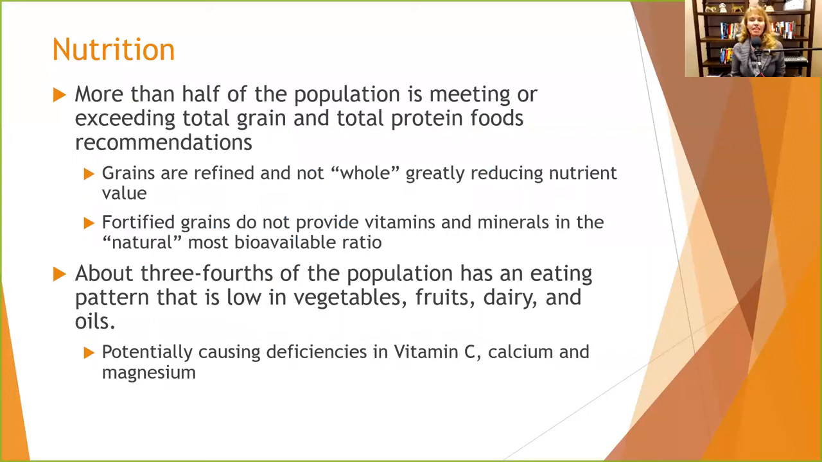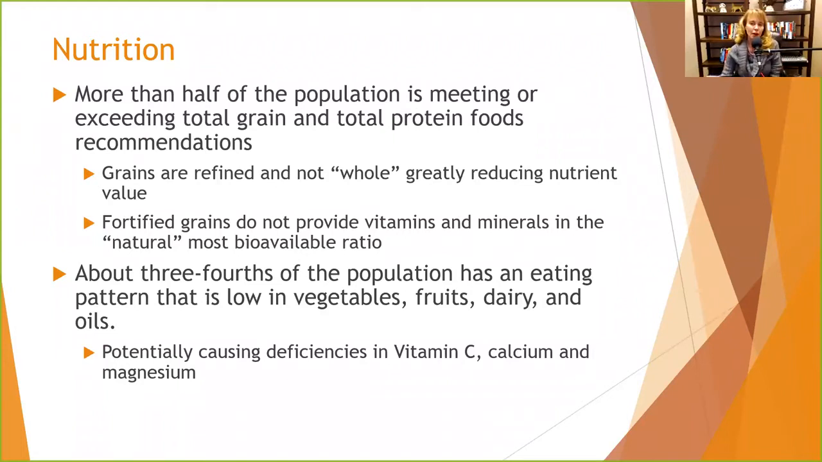More than half of the population is meeting or exceeding total grain and total protein food recommendations. Woohoo! But the grains that they're eating are refined and not whole, which greatly reduces the nutrient value. Fortified grains don't provide vitamins and minerals in the same natural bioavailable ratio. The way they make fortified cereals is they strip everything down, they make the mush, they make the flakes, and then they basically spray it with a multivitamin spray. So all you're doing is basically eating multivitamins.